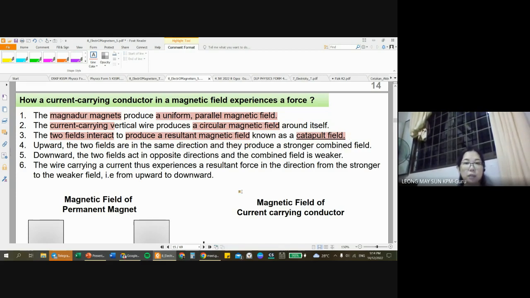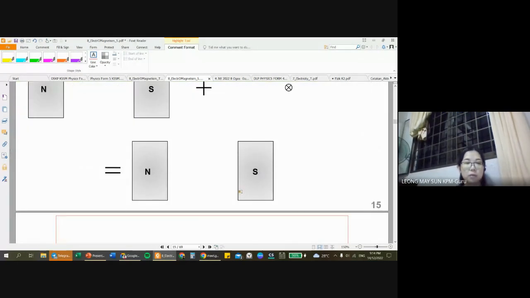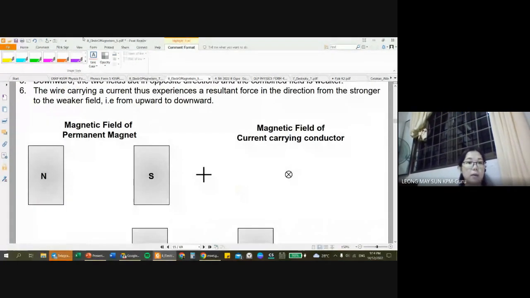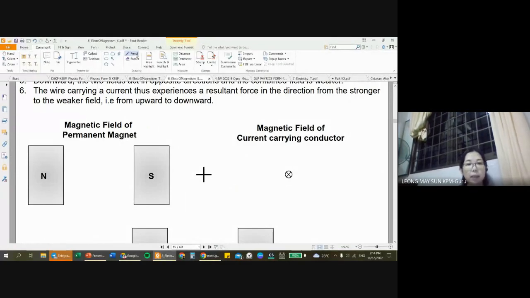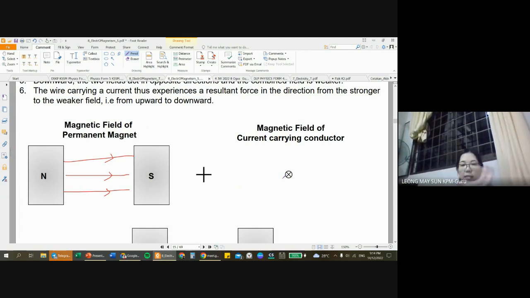So over here, if I were to explain this, the magnetic field is from north to south. Use a ruler so that you can draw straight lines. And then this is a cross, which means the current is entering the paper, so my hand is turning clockwise. Yeah, it's not supposed to touch each other.